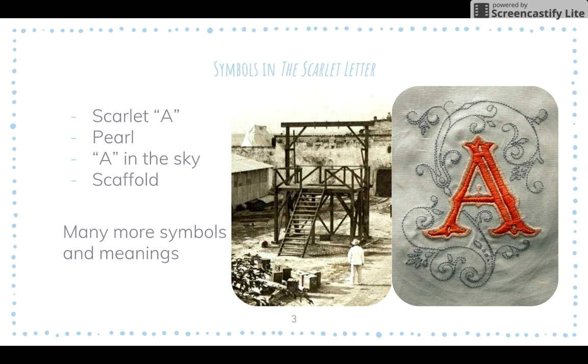The next symbol I want to go through is the A in the sky that Dimmesdale saw when he was standing out in the scaffold in the middle of the night. This just shows his projected feelings and all of his guilt, that he sees this A that probably wasn't really there. The scaffold itself also symbolizes the punishment, the stern way of life in the Puritan society. And it just symbolizes punishment. Like I said, though, there are many more symbols and meanings, and this is all just what they mean to me.